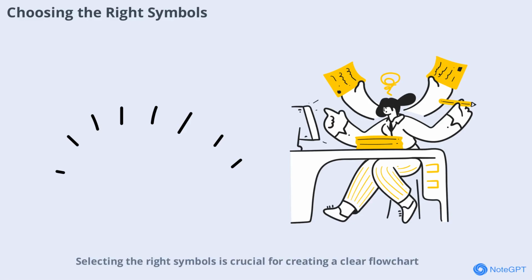Selecting the right symbols is crucial for creating a clear flowchart. Stick to standard shapes like rectangles, diamonds, and ovals, as these are universally understood. Using too many unique or custom symbols can confuse readers and make the chart harder to interpret. Consistency is key. Use the same symbols for the same types of steps throughout your flowchart.